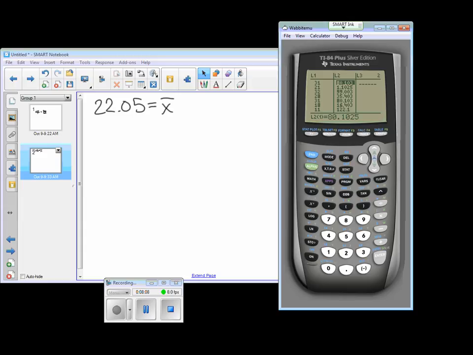Numbers are kind of big. That means that some of them are big, some of them are not so big, but that just means that some people grabbed a lot more or a lot less than 22. That's okay.